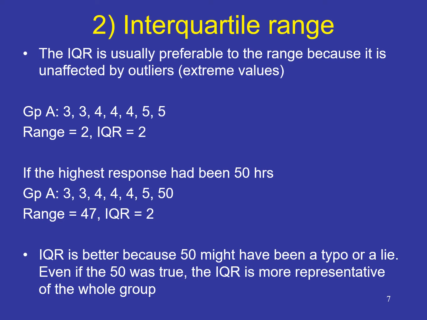Now the interquartile range is better because the response of 50 might have been a typo or a lie, or even if the 50 was true, the interquartile range, the value of 2, is much more representative of the whole group. The range of 47 isn't representative of the whole group really. So most of the time interquartile range is used. We don't really use the range very often.